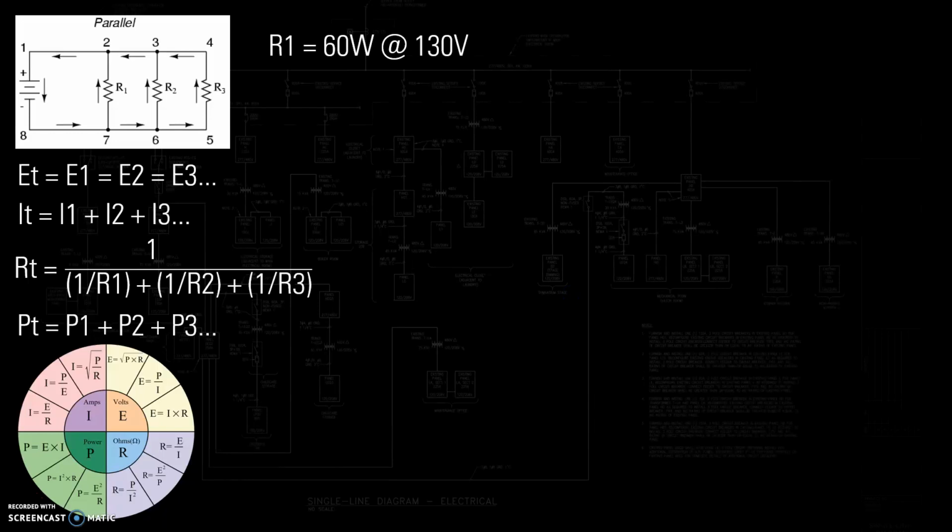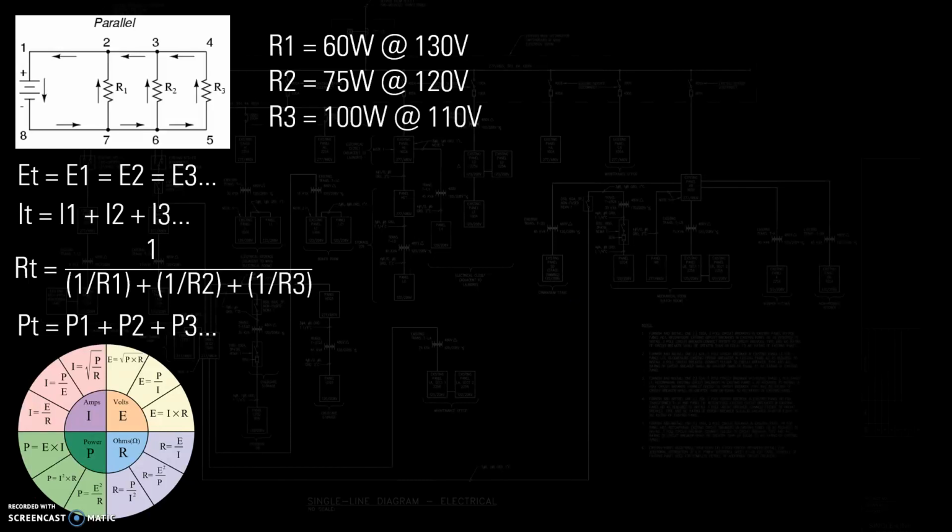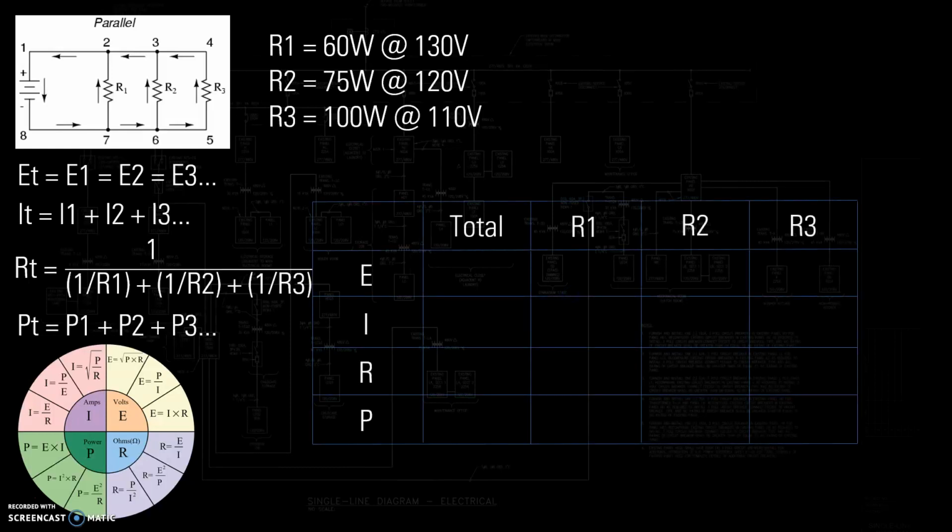We have R1 in this case, and just think of them as incandescent light bulbs if it helps. We have 60 watts at 130 volts. We have 75 watts at 120 volts. And 100 watts at 110 volts. Okay, so hopefully this isn't a surprise.